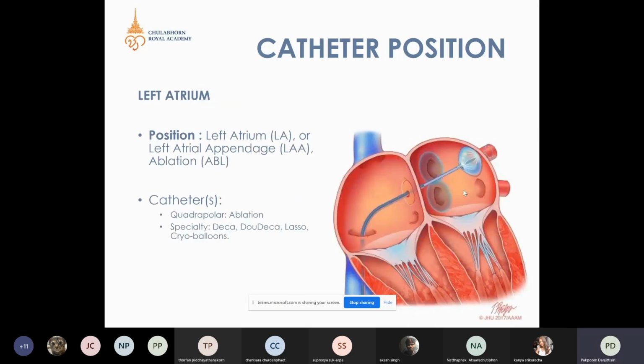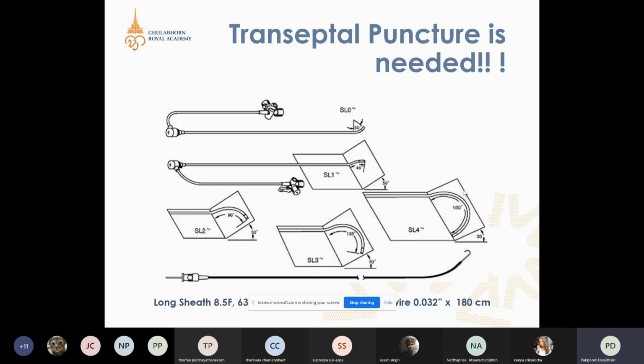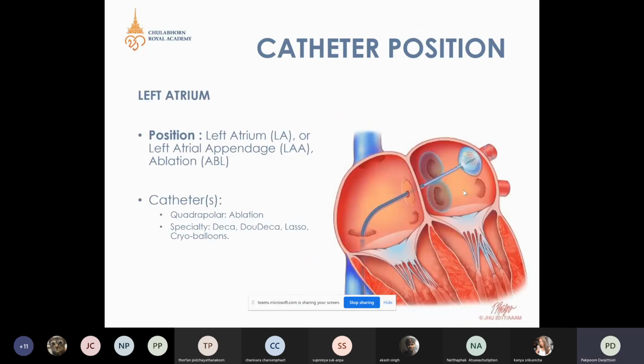The left atrium can be a position that the diagnostic catheter or ablation catheter can be placed inside the LA, but left atrium is not a standard location for placing any diagnostic catheter, because we do not want to record any signal from that area in a standard EP study.